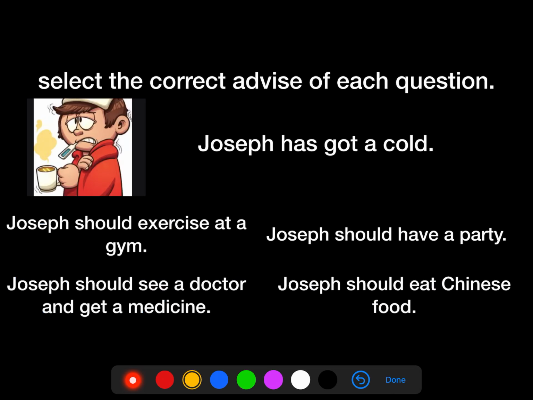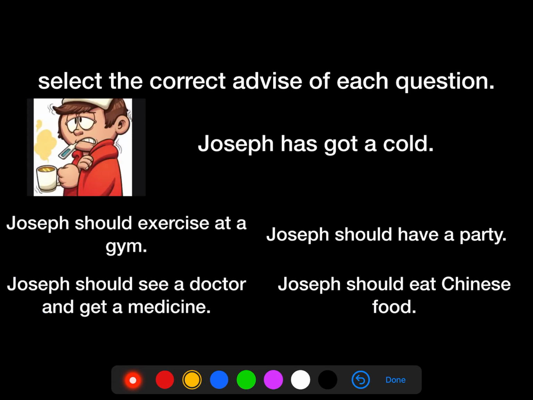Okay, very good. Next one. Select the correct advice of each question. Joseph has got a cold. So, a fever and dry cough and chesty cough. It's a cough. It's a cold. Then what should we do? We need to give an advice, right? So, which would be the correct advice for Joseph in this context?